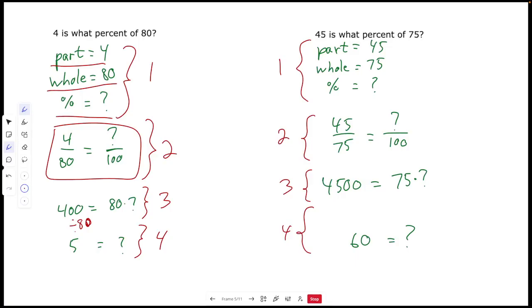For the second problem, you should have identified your part is 45, whole is 75, percentage is your question mark when you set it up. Okay, here are your steps, 1, 2, 3, 4. And at the end, when you divided by 75, you should have gotten 60 as your final answer.